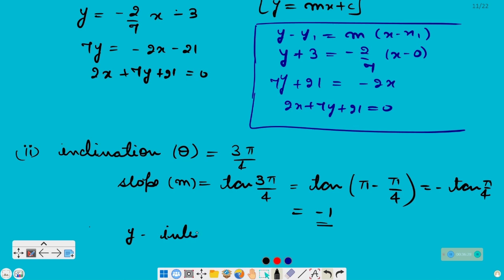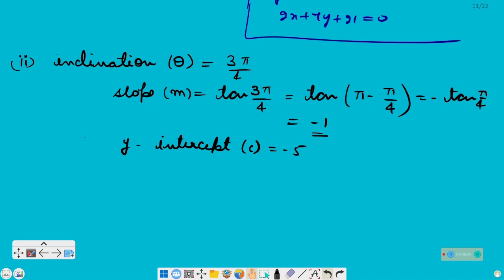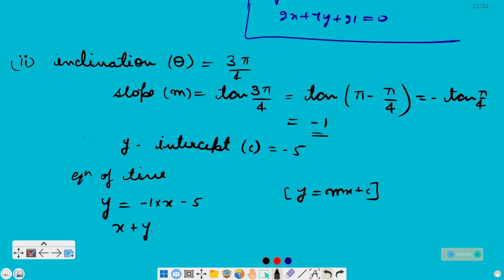Now equation of line is, slope is this and y-intercept means value of c is -5. Equation of line will be y is equal to mx plus c, m is -1 and c is -5. x plus y plus 5 is equal to 0.